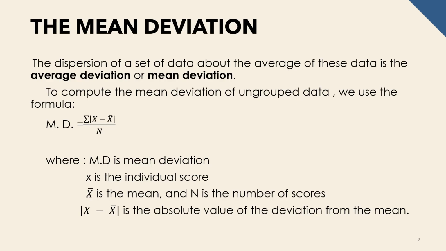The mean deviation: the dispersion of a set of data about the average of this data is the average deviation or mean deviation. To compute the mean deviation of ungrouped data, we use the formula MD is equal to the sum of the absolute value of the score minus the mean, over n, where MD is the mean deviation, X is the individual score, X bar is the mean, and N is the number of scores. So this is the formula.